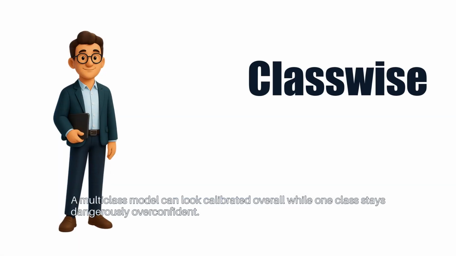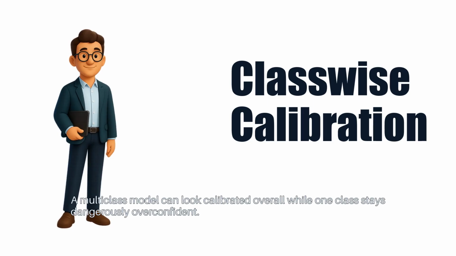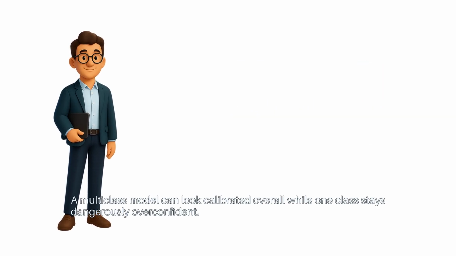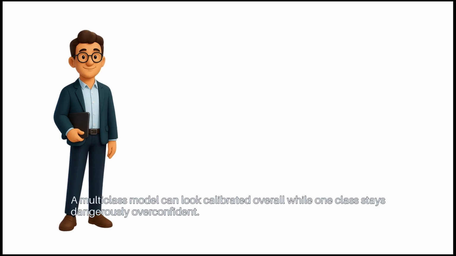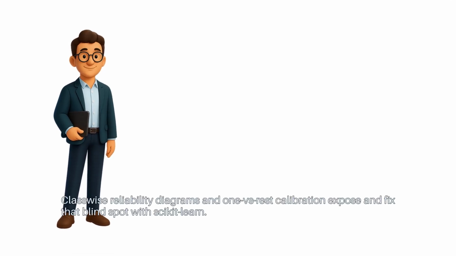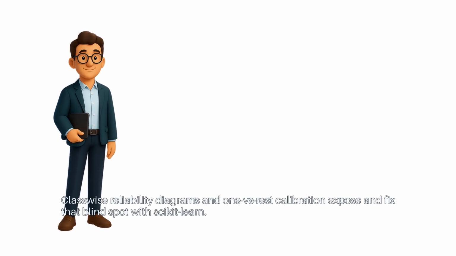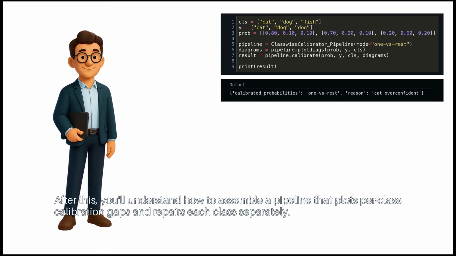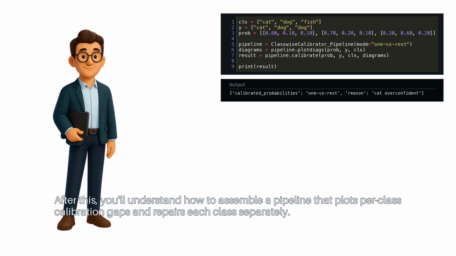A multi-class model can look calibrated overall, while one class stays dangerously overconfident. Classwise reliability diagrams and OneVsRest calibration expose and fix that blind spot with scikit-learn. After this, you'll understand how to assemble a pipeline that plots per-class calibration gaps and repairs each class separately.